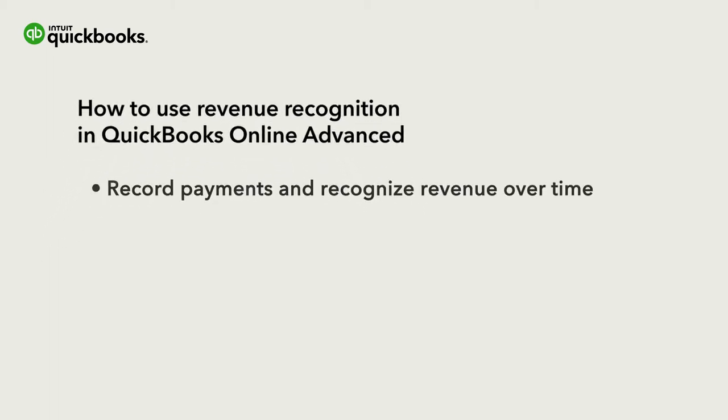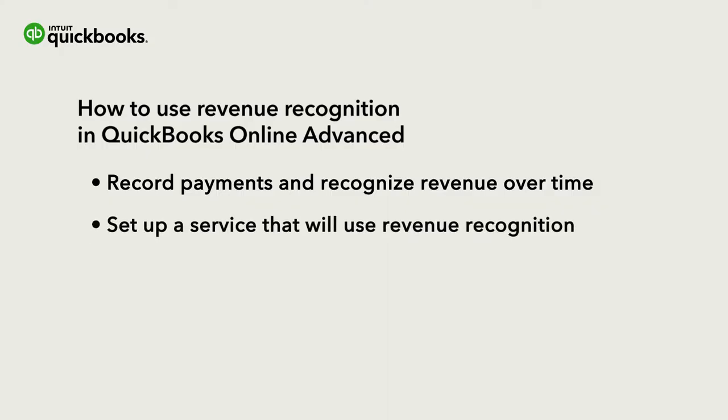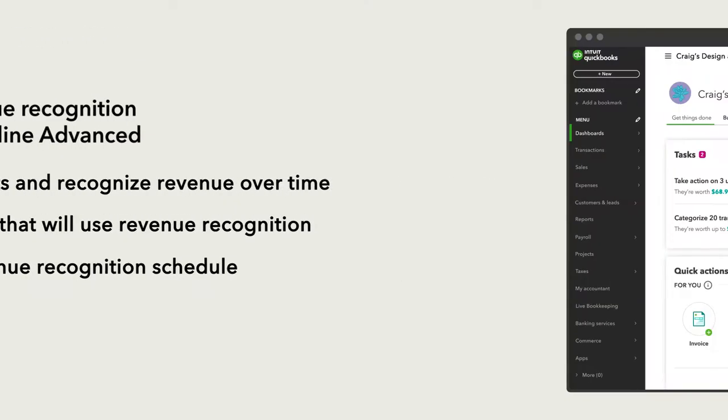With QuickBooks Online Advanced, you can record a payment from a customer for services you'll deliver in the future and then recognize the revenue over time. Let's go over how to set up a service you'll invoice once and recognize the revenue for each month or day. Then invoice a customer for the service and review the revenue recognition schedule.